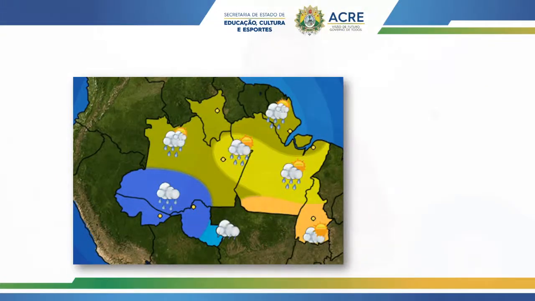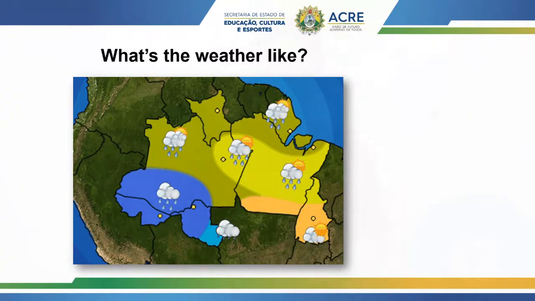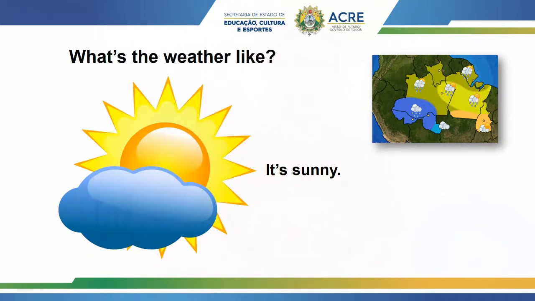When you want to get information about the weather, you can ask this question: What's the weather like? Repeat. What's the weather like? And to answer a question like that, you have to start with the expression it's. Always begin the answer with it's. For example, in this picture, you can see the sun. So it's a sunny day. The answer is it's sunny. Repeat, it's sunny. Remember, always start with it.